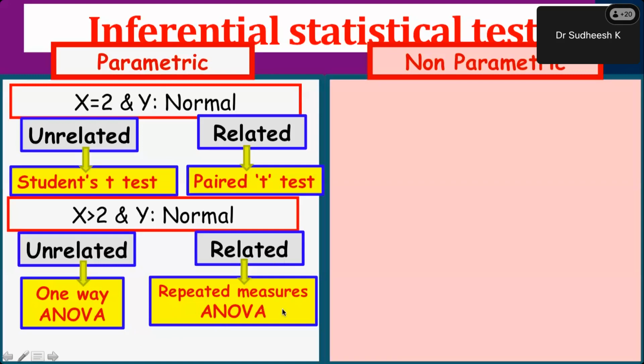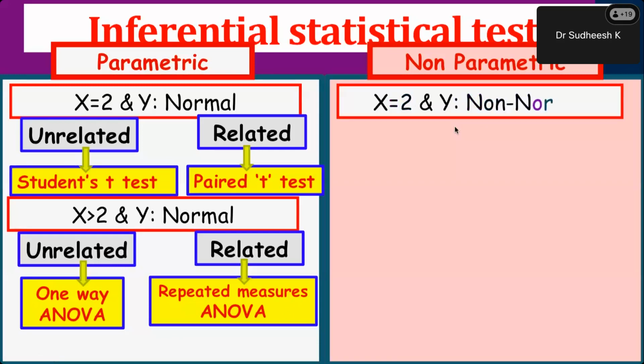Anyways, it's not mandatory to remember all these things, but it's important to understand that whenever there is a normal distribution and two groups, you apply Student's t-test and paired t-test. If it is more than two groups, you apply one-way ANOVA or repeated measures ANOVA. Now this is when the data is normally distributed. Let us now see what will happen if the data is not normally distributed.